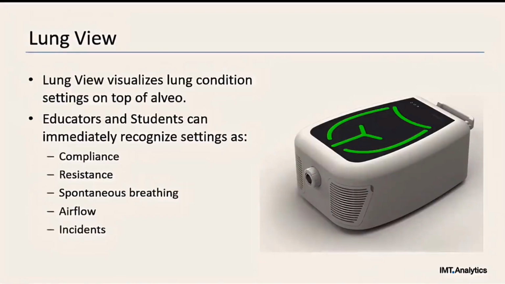The lung view, as I said, visualizes the compliance, resistance, airflow, also some incidents. So if you would have a pneumothorax, it also could show you that one half of the lung or one arch is dark, so this lung part is not functional. Compliance and resistance are shown in different colors. Green is very good, yellow is moderately bad, and then we have severe, which is red. Same for the effort: a red effort arch on the bottom would show a high muscular effort coming from the patient.